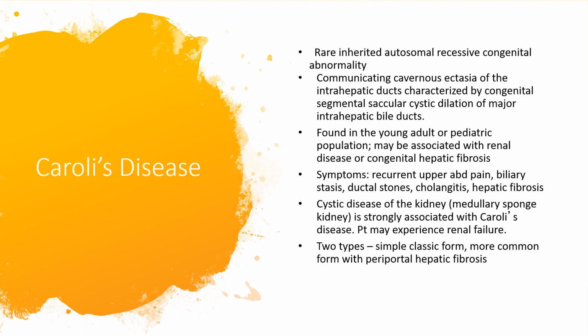major intrahepatic bile ducts. What that means is congenital, they were born with it. Segmental, it's happening in different sections of the ducts. Saccular, they're going to be those sort of little diverticular outpouchings rather than fusiform. And then of the major bile ducts, so the left one and the right one. Okay, it's going to happen on the major hepatic ducts.